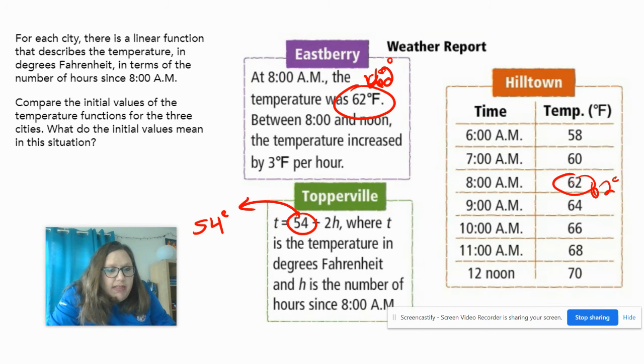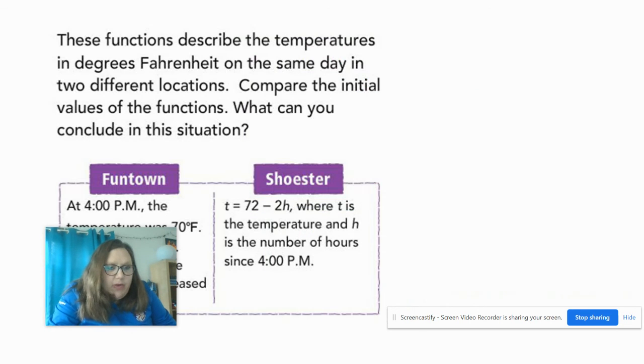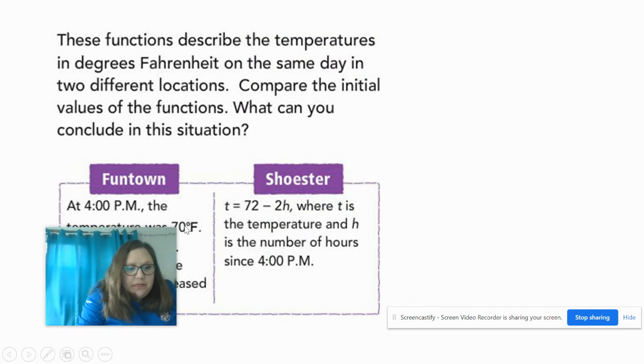So what do these initial values mean? That means Eastbury and Hilltown started at the same temperature. They both started at 62. Topperville started a little bit cooler at 64. So that's that. All right, again, we're comparing these 3 different functions by their initial values and by their slopes. Let's keep going.